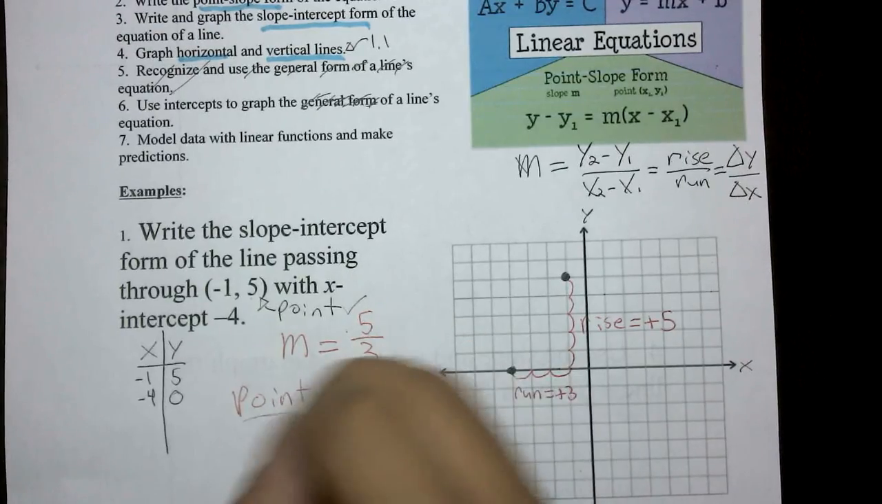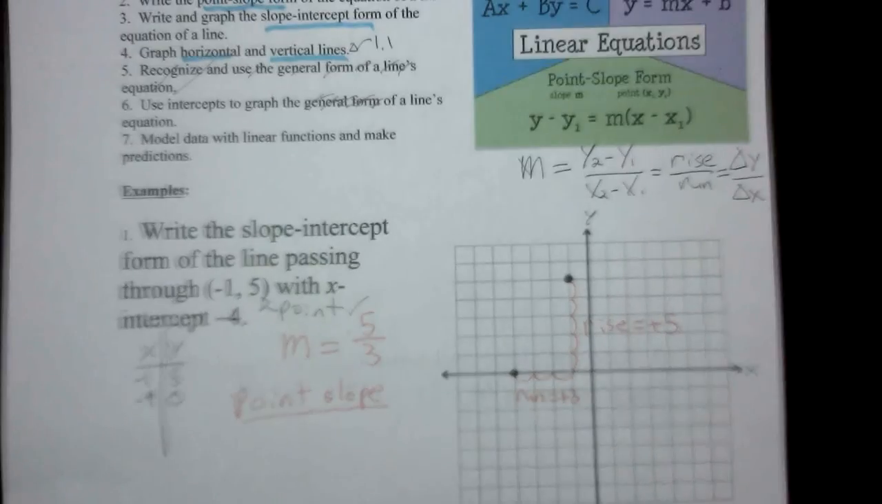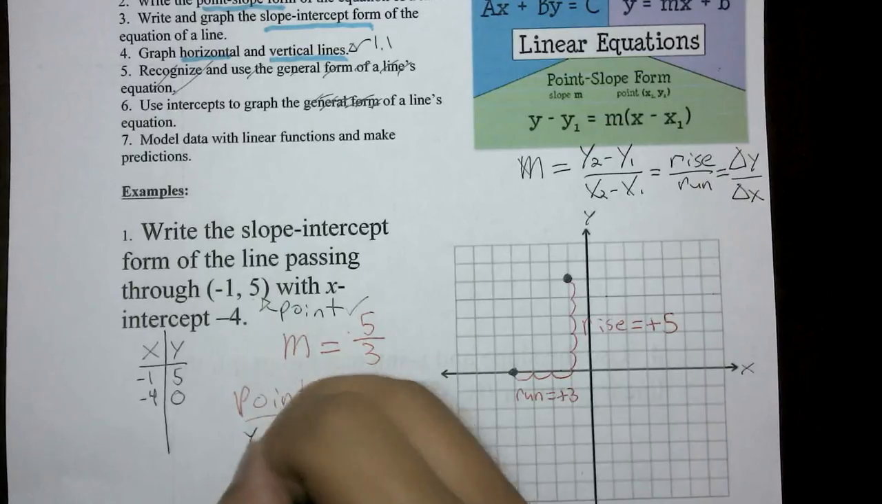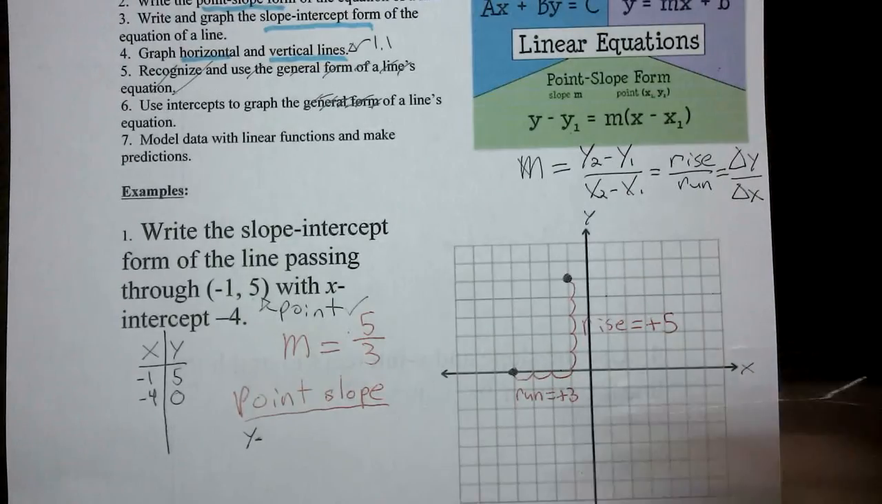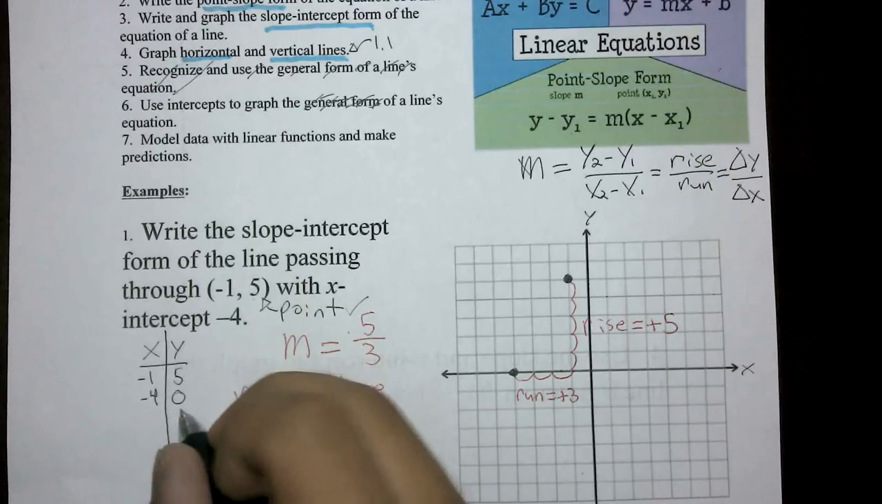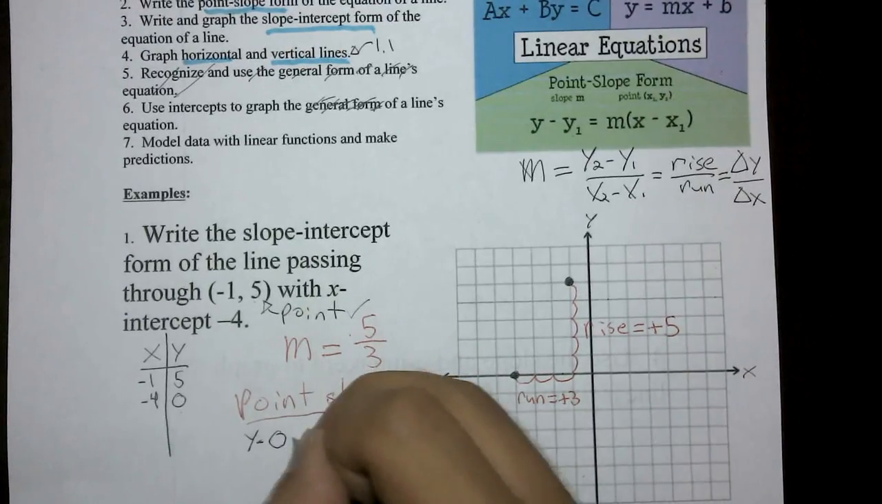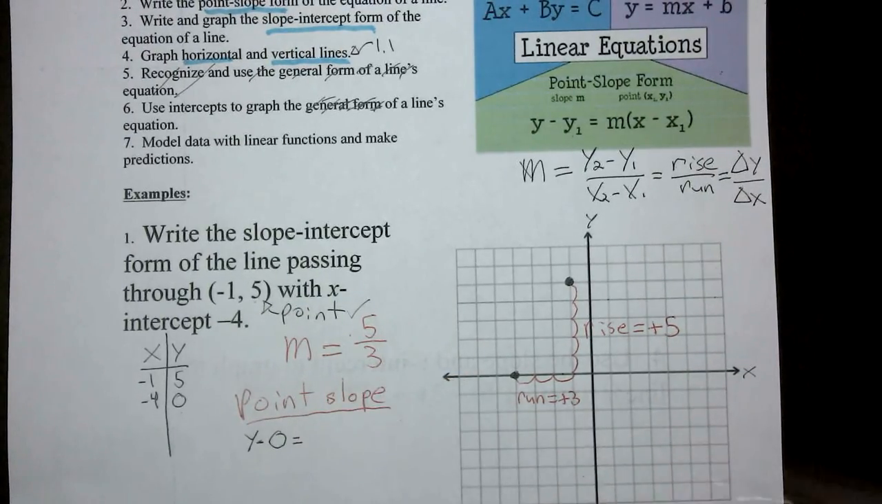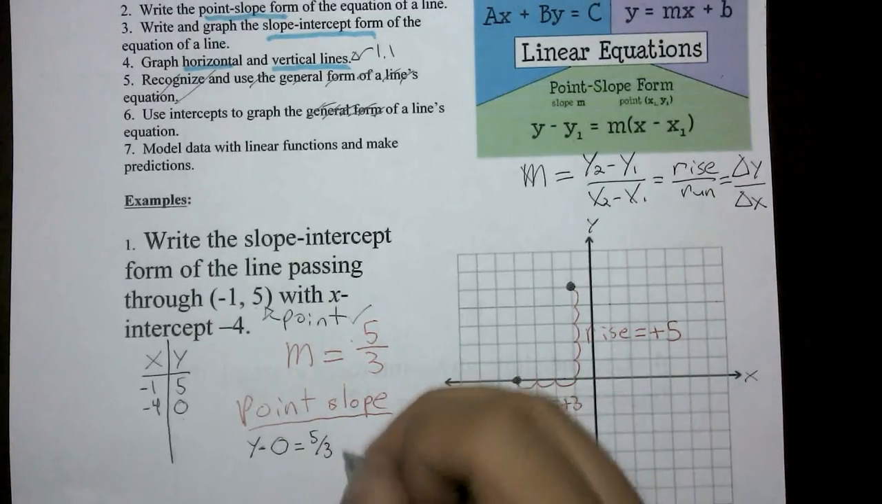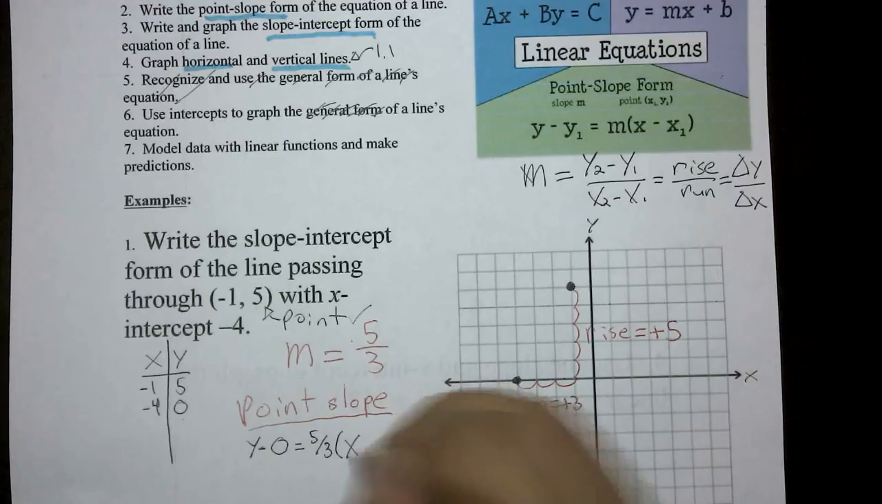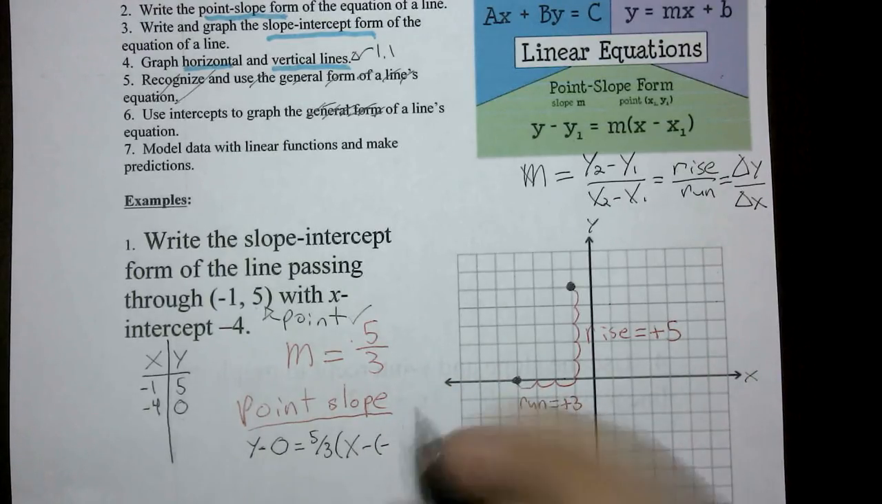So if we're using point slope, I know that it starts with y terms. We're then subtracting a y coordinate. For this one, I'm going to use -4, 0 because that'll make my life easy, having one of the terms be 0. This is then equal to slope 5/3, parentheses with x. We're then subtracting the x coordinate that corresponds with 0, so -4.